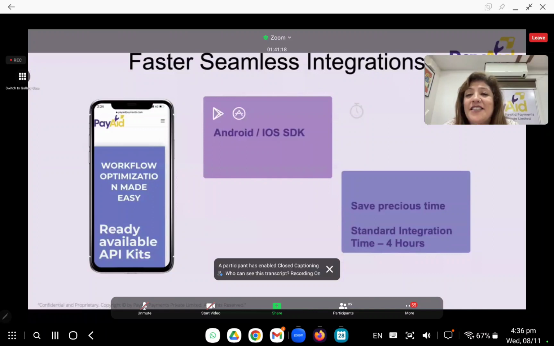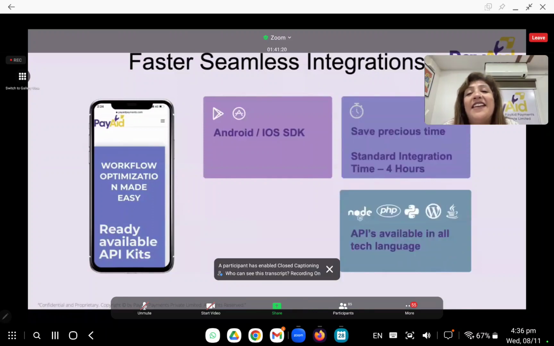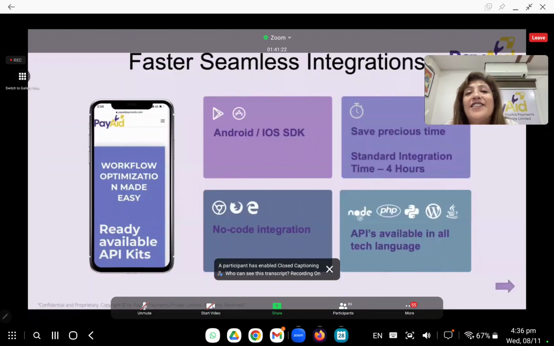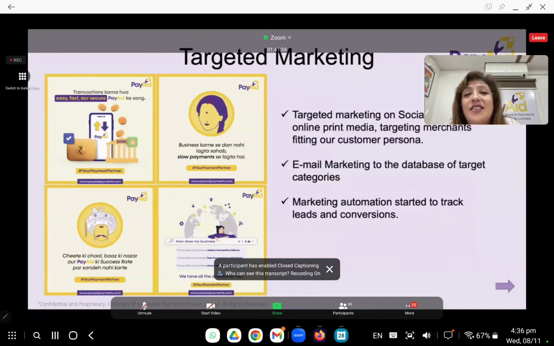With Pay8, your business can go online in a standard time of 4 hours. As long as the website developer has time on his hands, integrations are extremely smooth and seamless because we've made ready-made kits available for most of the tech languages.